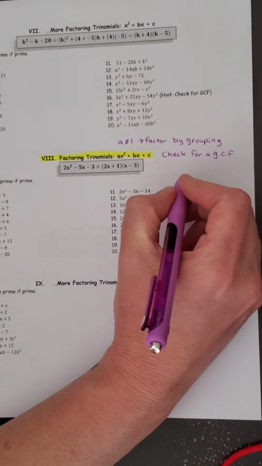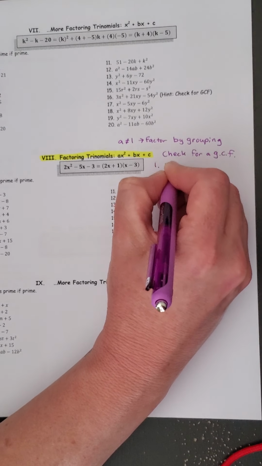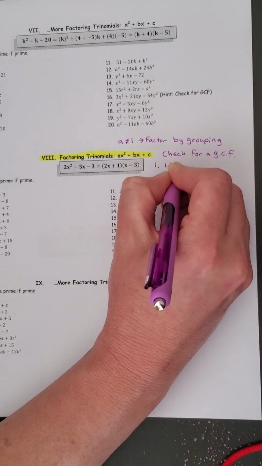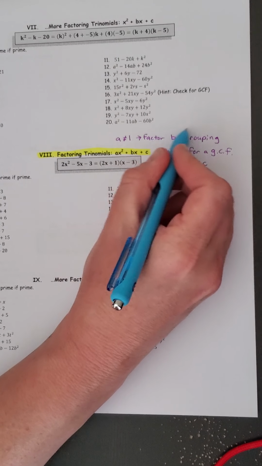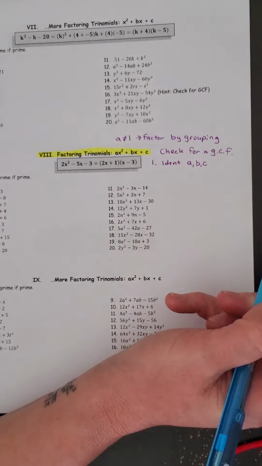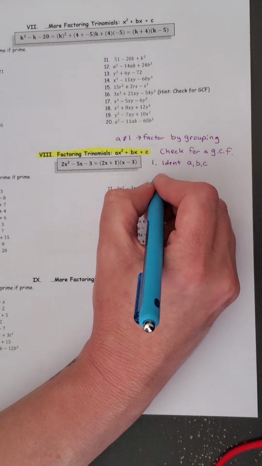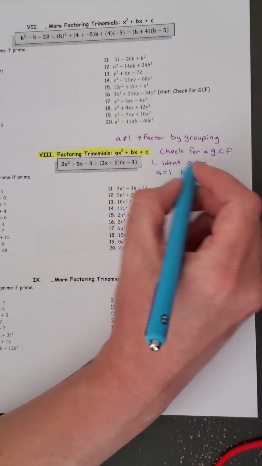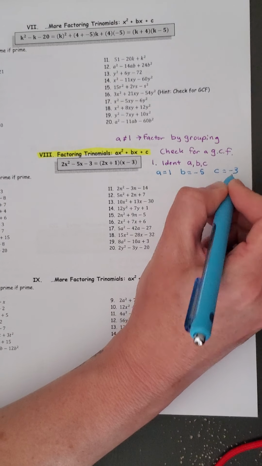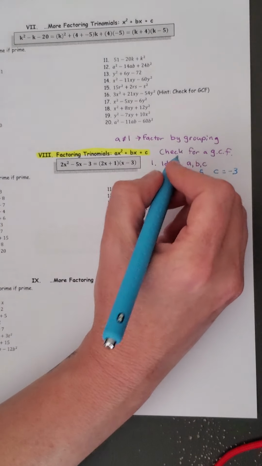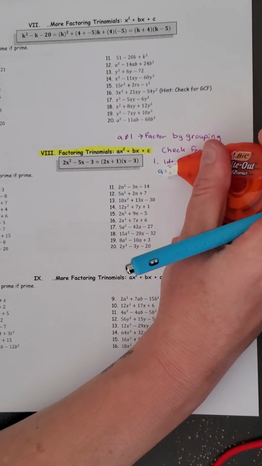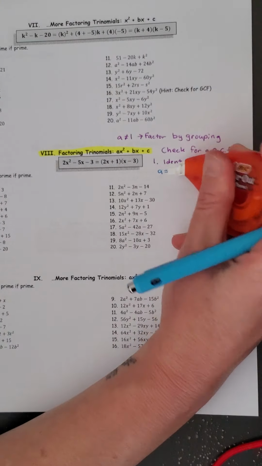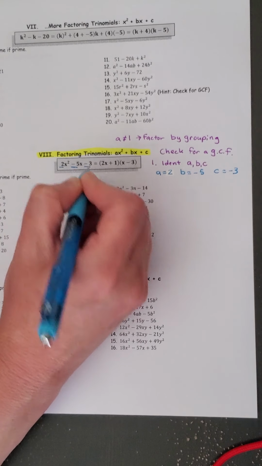So the next step would be, number 1, identify A, B, and C. And if you do this step first, this will tell you, hey, do I need to factor by grouping, or do I need to do the easy factoring? So in this case, A equals 1, B equals -5, watch out, those signs matter, and C equals -3. I'm sorry, A is not 1, A is 2. I don't know why I said A is 1. I apologize. A is 2. So we've got 2, -5, and -3.